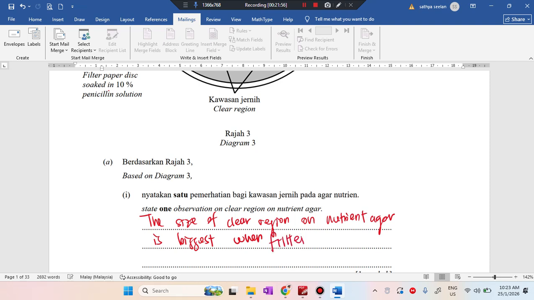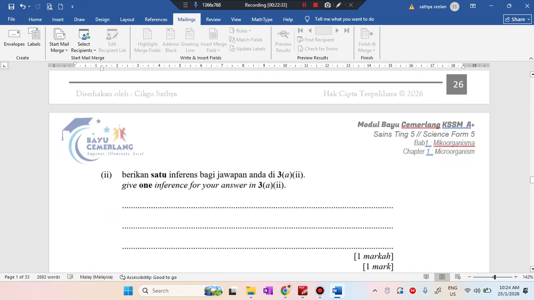When filter paper disc soaked in 10% penicillin solution. Okay, observation very simple. You take the responding variable, which one is highest, which one is lowest, tell about that. Done. Okay, next one. Step 1 inference.